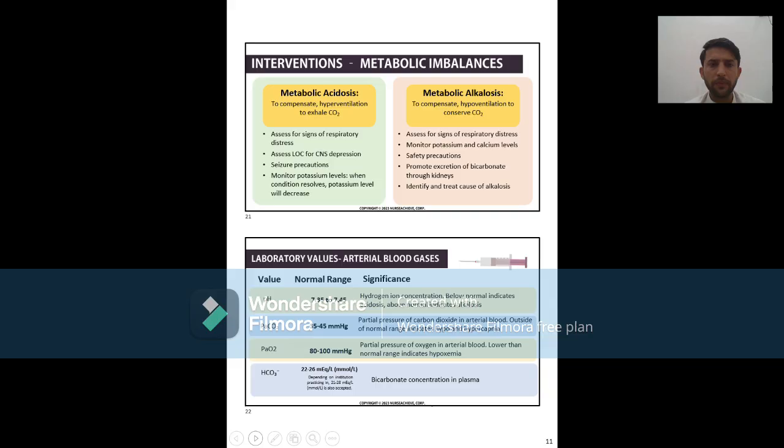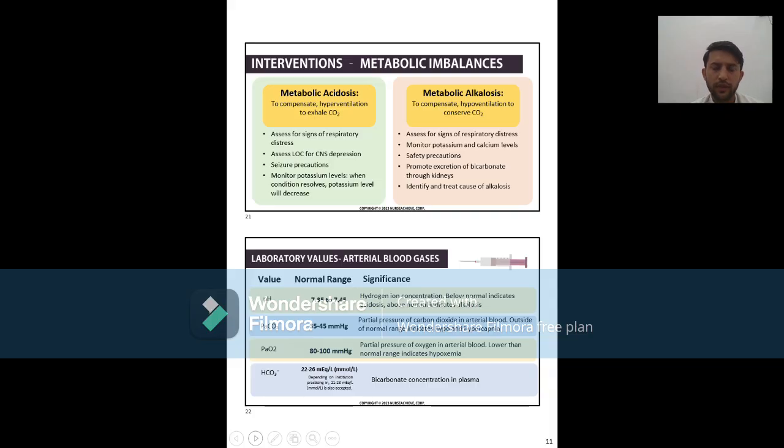These are some of the normal parameters which every healthcare provider, specifically nurses, should know. The normal pH level is in the range of 7.35 to 7.45. Hydrogen ion concentration below the normal level is acidotic, and above the normal level, such as 7.45, is alkalotic. PaCO2 and bicarbonate level are the two important parameters which play an important role in maintaining the pH level.